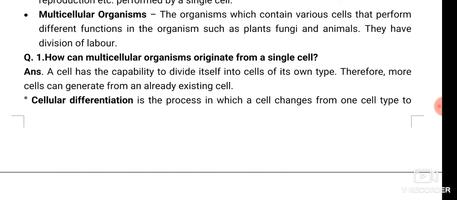So the first question that arises here is, how can a multicellular organism originate from a single cell? A cell has the capability to divide itself into cells of its own type. This is known as cell division or cell reproduction. Therefore, more cells can be generated from an already existing cell. When one kind of cell forms another kind of cell, this is known as cellular differentiation or cell differentiation.